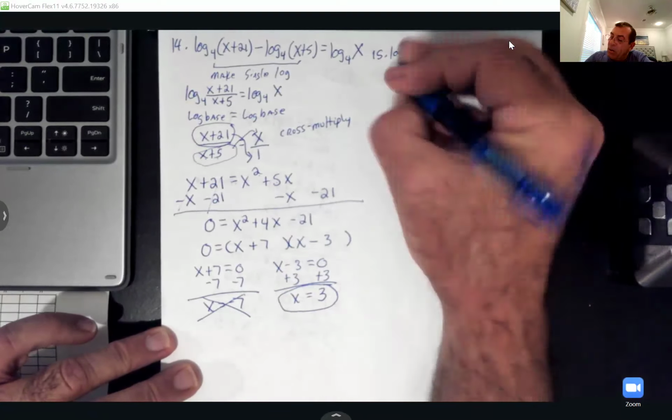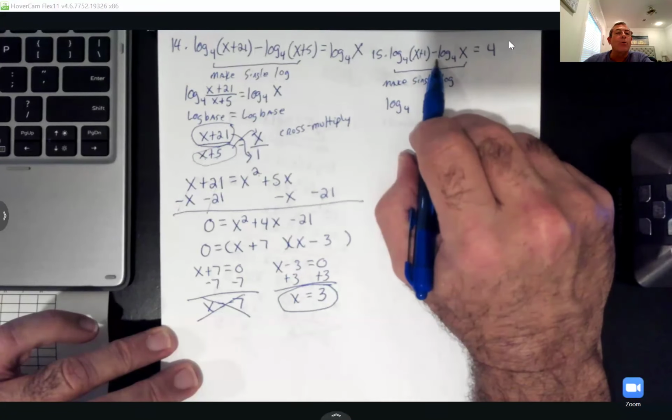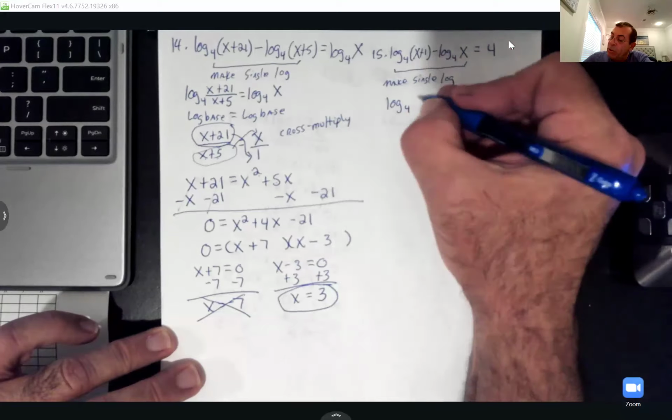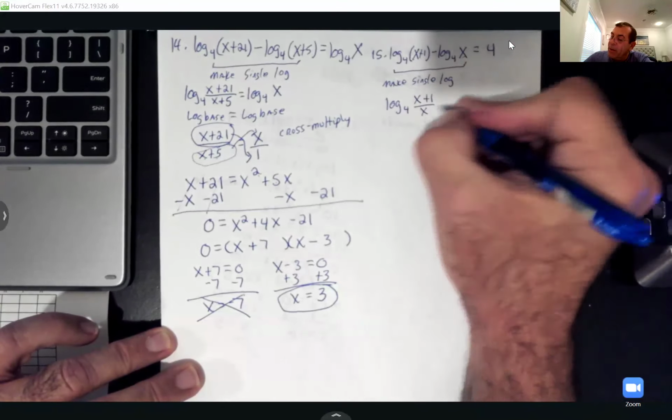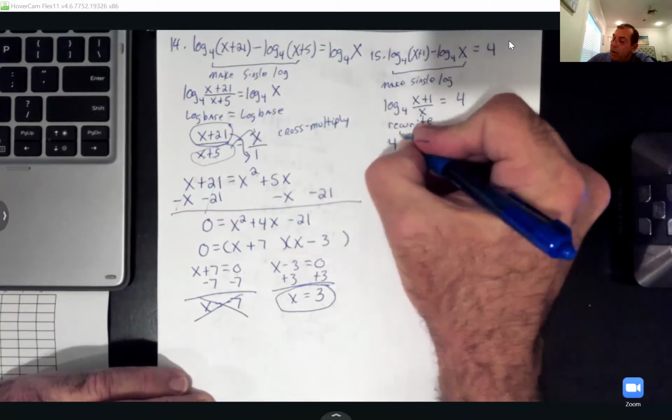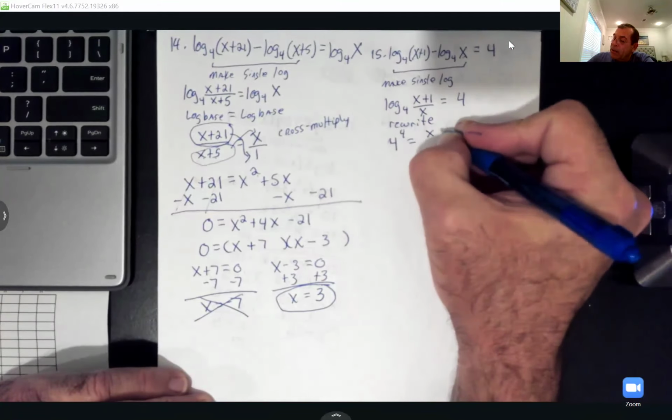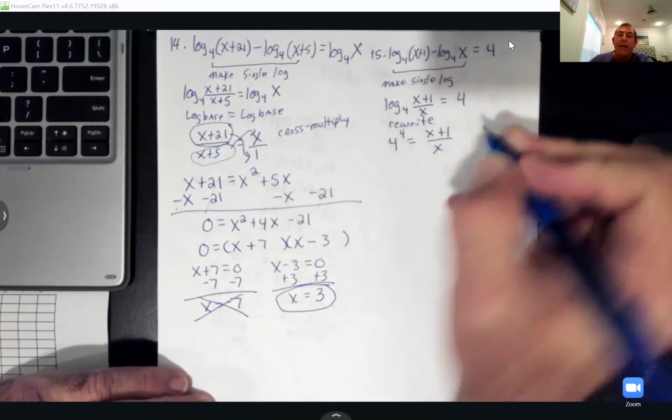So we bring out the log base 4. Being subtracted, we're going to write it as a quotient: the x plus 1 on top, the x on bottom, and all that will equal 4. Now we only have a single log equal to a number, so we're going to rewrite this as exponential. The base is 4, the exponent is 4, and that's going to equal x plus 1 over x.